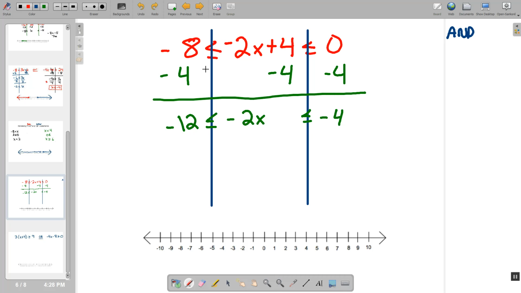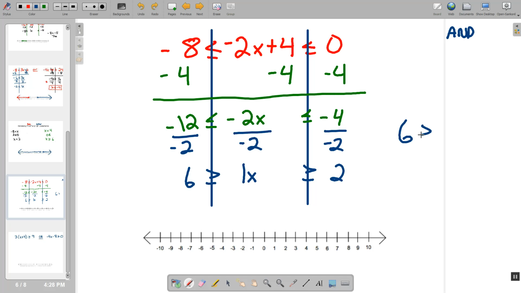From here, I need to divide everything by -2. And I'm hoping that you'll notice, because I'm dividing by a negative, I have to flip all of the inequality signs. So it becomes 6 is greater than or equal to +1x, which is greater than or equal to +2. And a good way to check to make sure that I'm doing the right steps so far is to remove the middle and see if you make a true statement. In this case, 6 is greater than 2, so I'm probably correct up to this point.